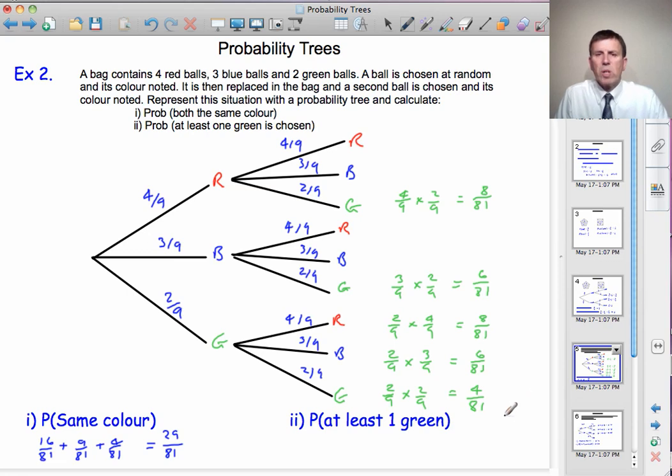Well, all these probabilities are in 81sts, so it's just a question of how many 81sts do we have. 4 plus 6 is 10, 10 plus 8 is 18, 18 plus 6 is 24, and 24 plus 8 is 32. So the probability of at least 1 green is 32/81. And that concludes example 2.